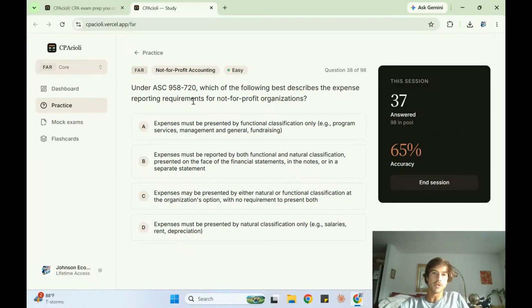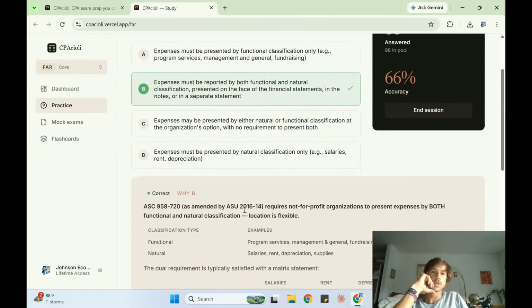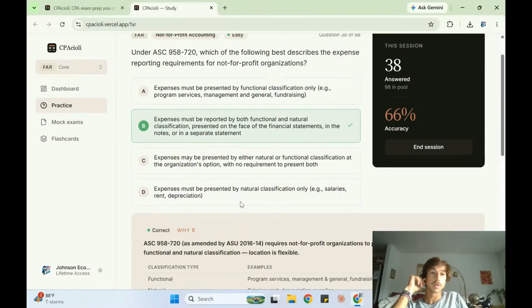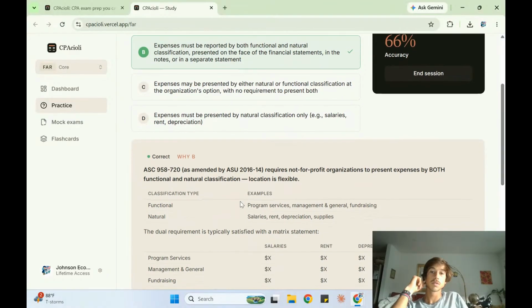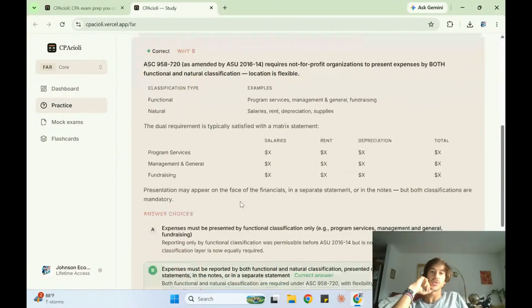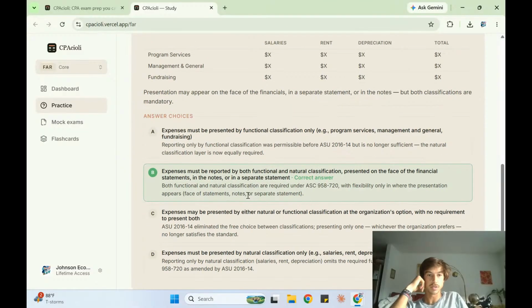Expense reporting requirements for not-for-profit organizations, nonprofit organizations. No clue, I just guessed. Both functional and natural classification.